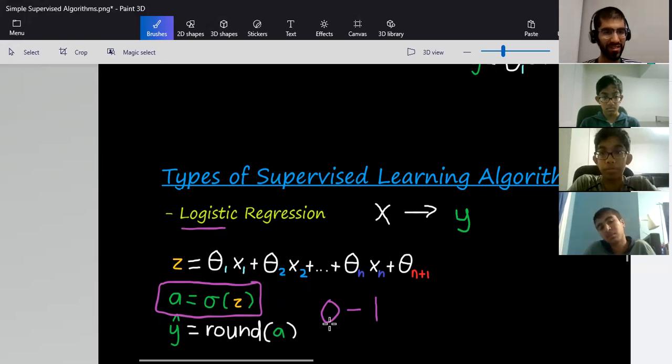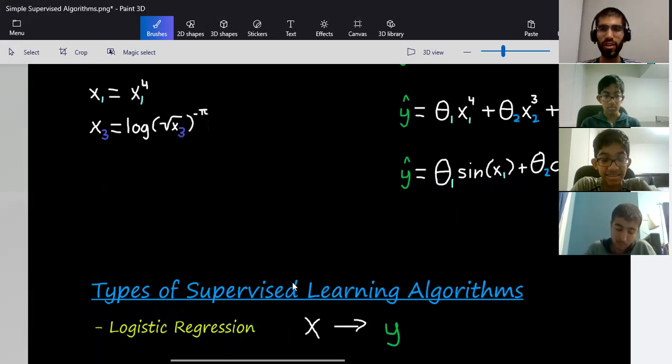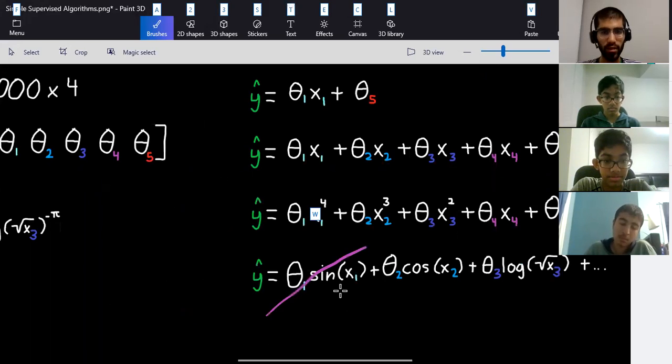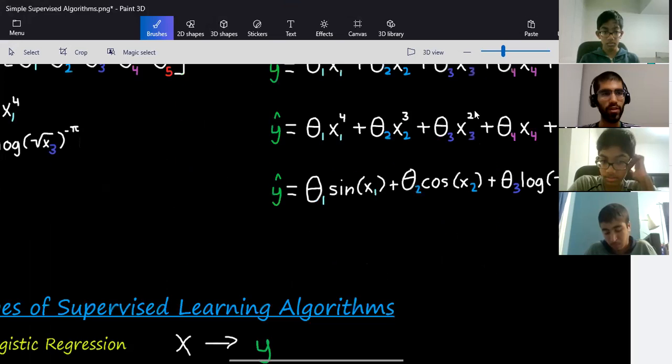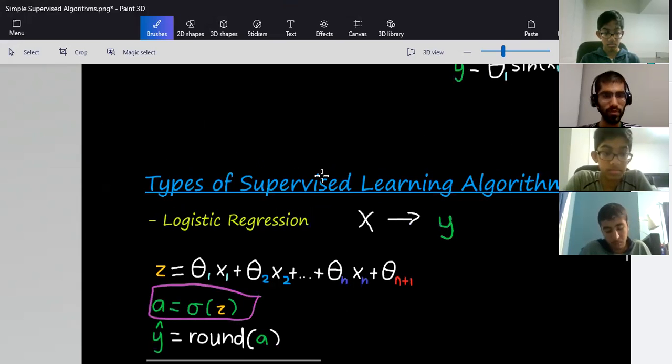Cool? You see? So logistic regression is just like a fancy version of regression. Hopefully that gives you some context as to what we were doing before, and what we're doing now. So this is a simple version of logistic regression because we don't have this sigmoid or logistic function here. Arjun?